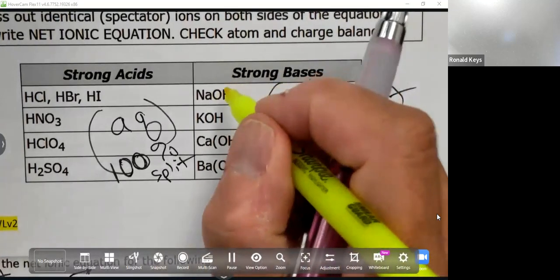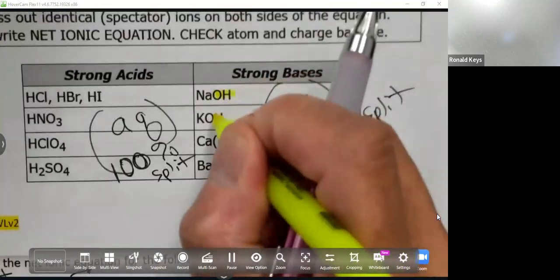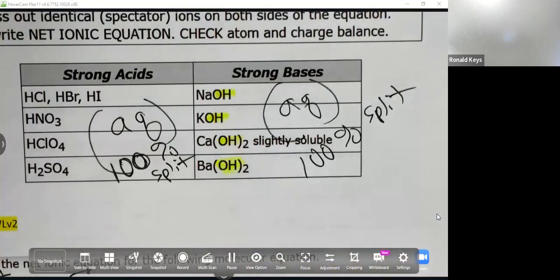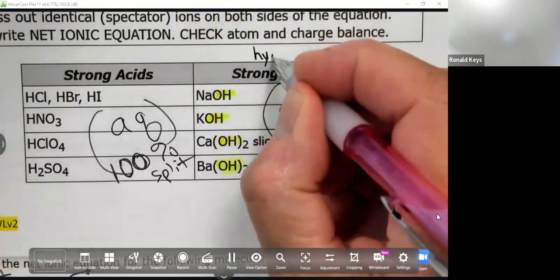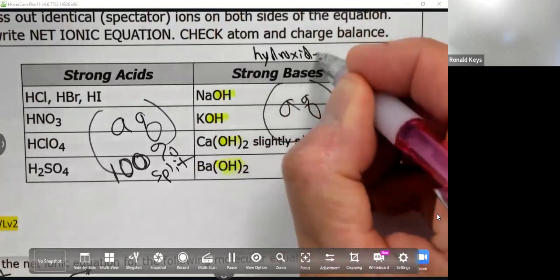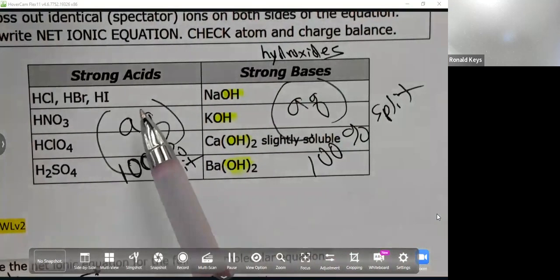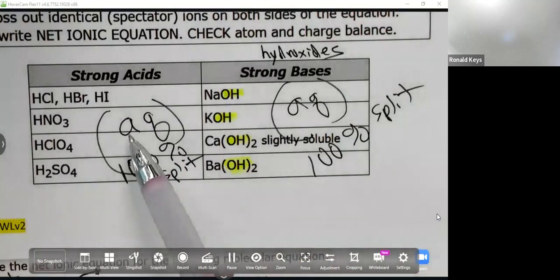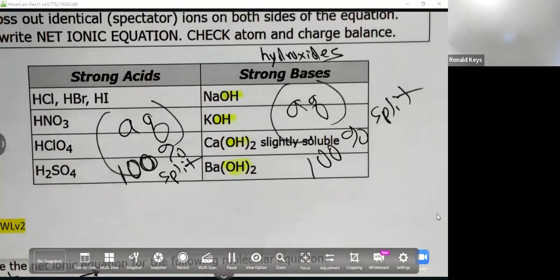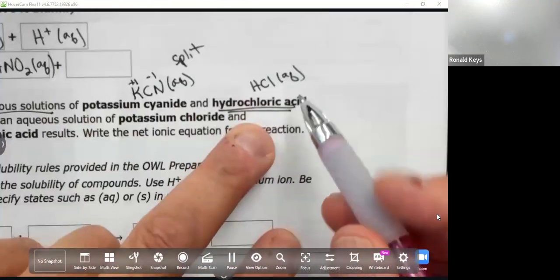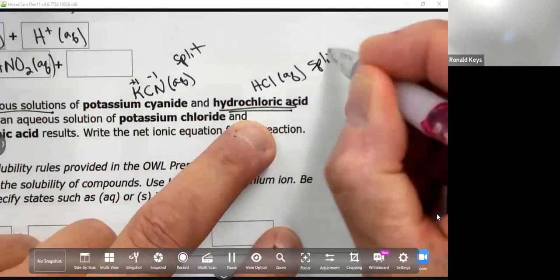How do you know if you have a base? It ends in OH. Hydroxides are bases. For now, hydroxides. So if it's on the list as a strong acid, we are going to split them up. So HCl is a strong acid. We're going to split.